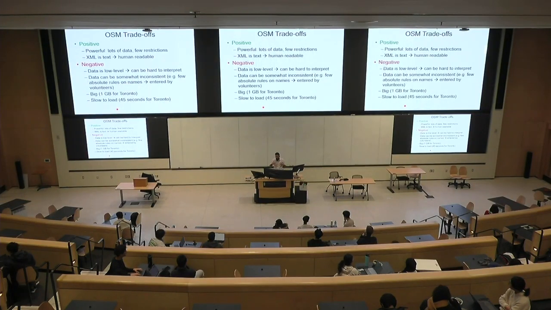It can be somewhat inconsistent because anyone in the world can enter data, and although it's peer-reviewed, you never know. It's very error-prone. Someone might enter the wrong data. It's also very big. For example, the Toronto map is 1 gigabyte, so it's very slow to load. It takes around 45 seconds to load a 1 gigabyte file and parse it in memory.